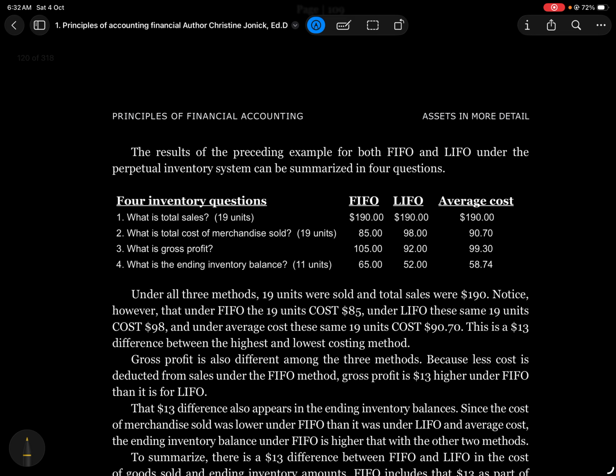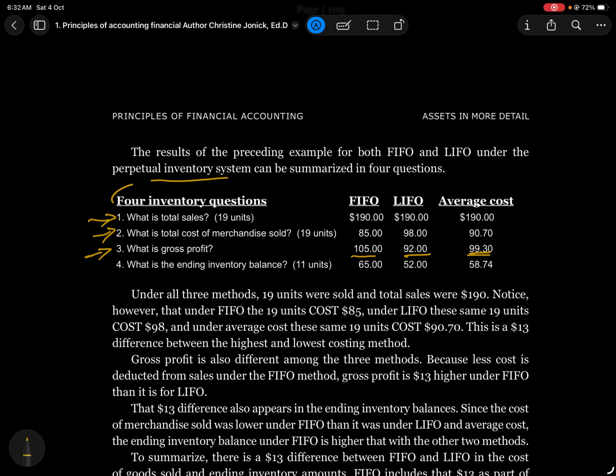So what happened now? Let's compare. Under the perpetual system as well, whatever method of valuation we choose, our total sales would be the same, revenue won't be affected, but our COGS will be affected, right? Cost of merchandise would be affected, and that would affect our gross profit. In this scenario, FIFO is giving us the most profit, average cost is medium, and LIFO is giving the lowest profit.